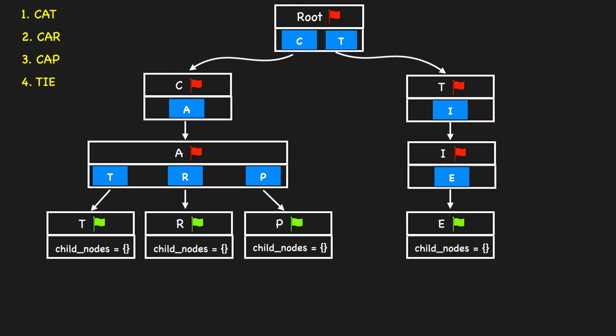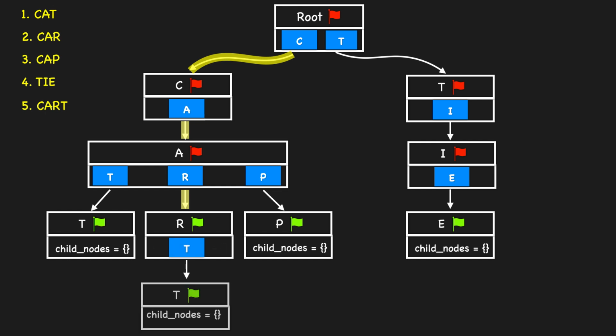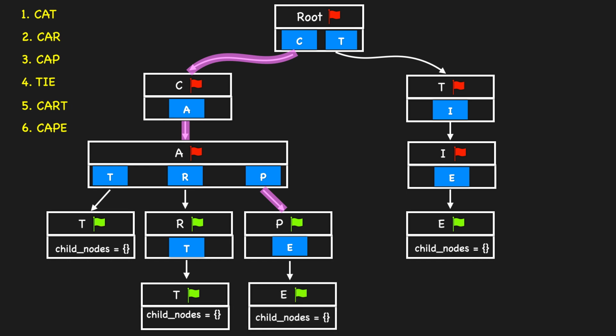The next word we'll add is cart to this trie. Since the prefix car already exists, we will insert the character T into R's child nodes. The last word we'll add is cape. As the prefix cap already exists, we will insert the character E into P's child nodes. So hopefully this walkthrough has helped you understand how to insert words into the trie data structure. So with that, now let's review the code for creating this trie.